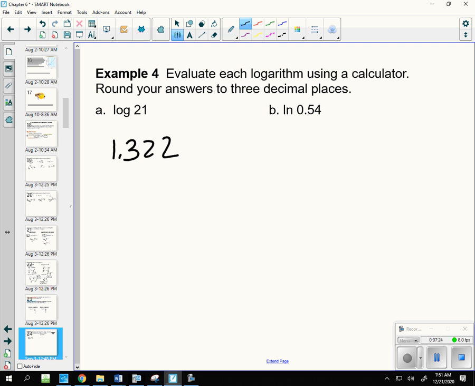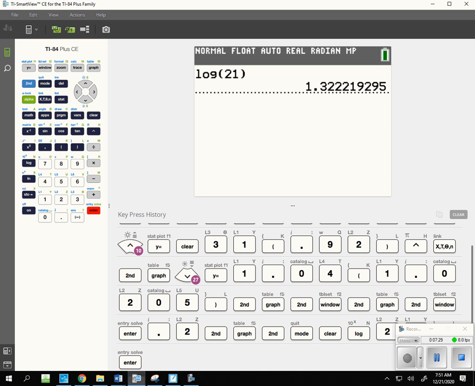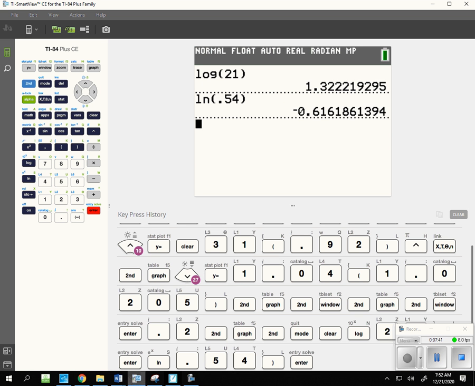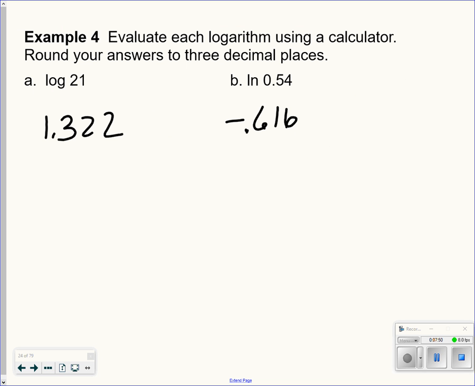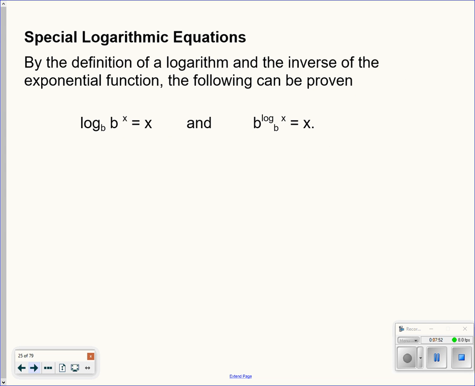Natural log of 0.54. So going back to the calculator, natural log is also located on the side there. And so natural log of 0.54, hit enter, negative 0.616. So that's finding out where the natural log button is on the calculator.